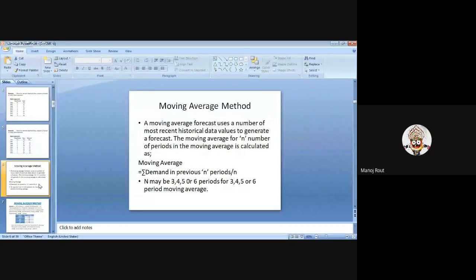Then go to the next method, known as the moving average method. A moving average forecast uses a number of the most recent historical data values to generate a forecast. The moving average for n number of periods is calculated with the formula: moving average equals the sum of demand in the previous n periods divided by n. Just note down this formula.